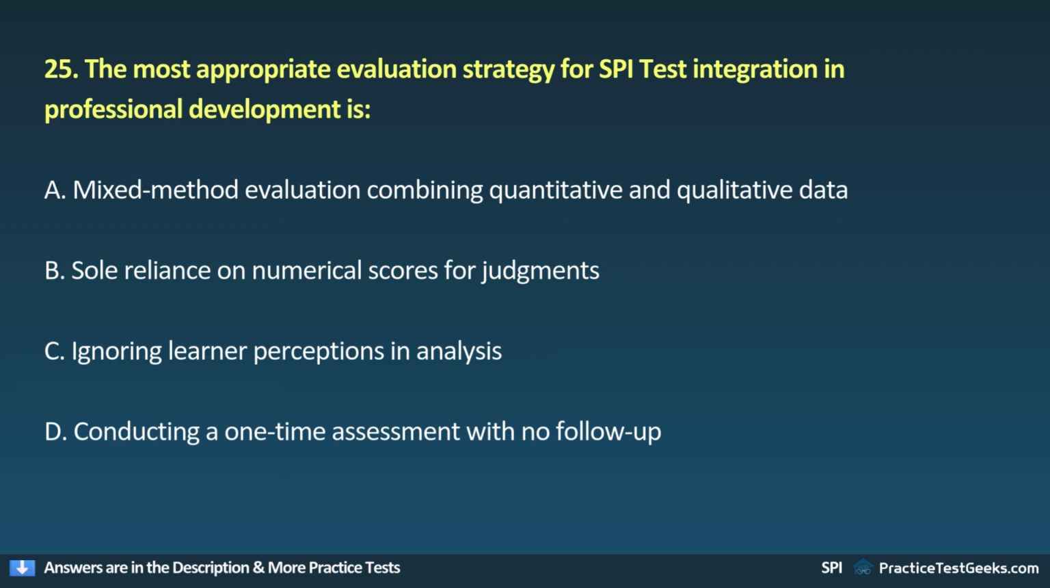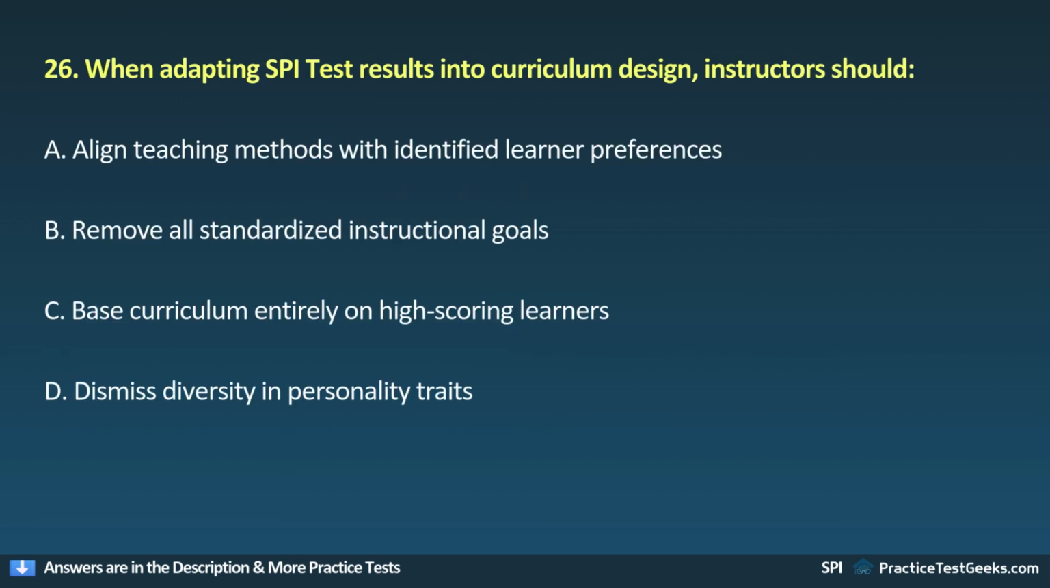B. Sole reliance on numerical scores for judgments. C. Ignoring learner perceptions and analysis. D. Conducting a one-time assessment with no follow-up. 26. When adapting SPI test results into curriculum design, instructors should A. Align teaching methods with identified learner preferences. B. Remove all standardized instructional goals.